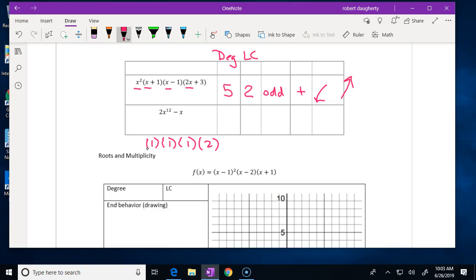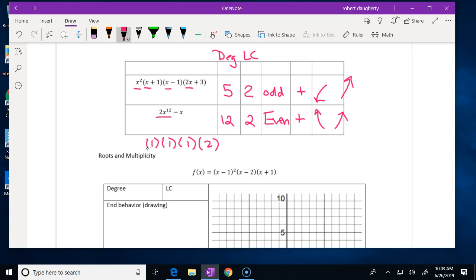2x to the 12th minus x. The degree is 12. Leading coefficient is 2. So that is an even degree with a positive coefficient. It goes up on both ends. Okay.